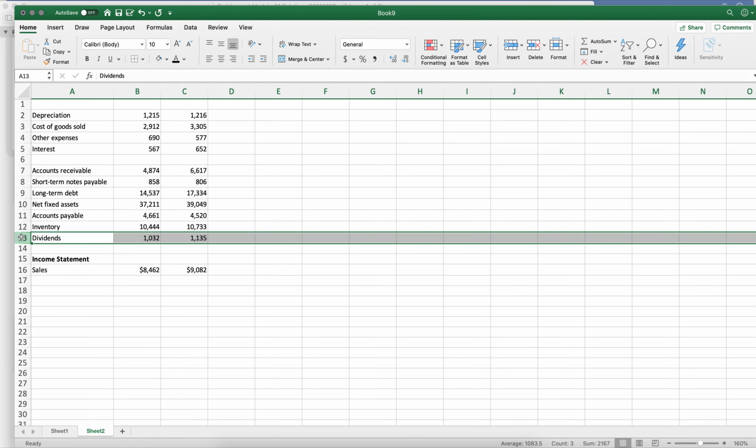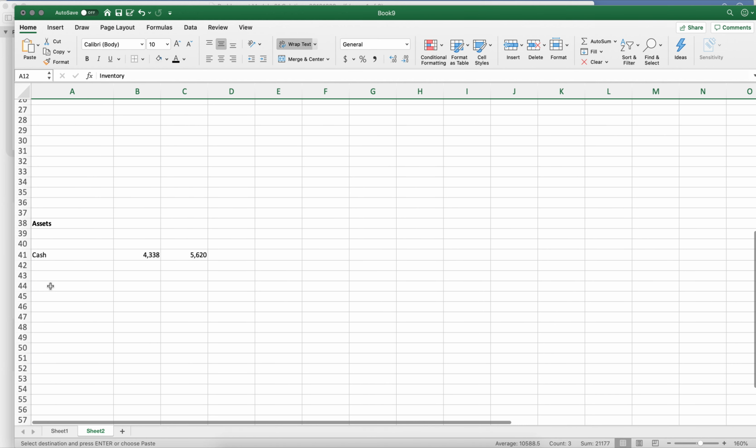Okay, dividends. This was kind of a trick to throw you off a little bit. Dividends are not included in the income statement or the balance sheet because they are paid out after you pay taxes, or they are paid out separately. It's a separate expense, and it's not going to be included on the income statement. So we're just going to delete that.